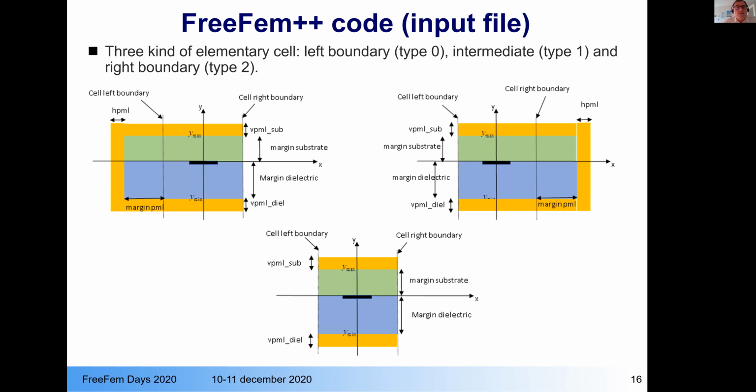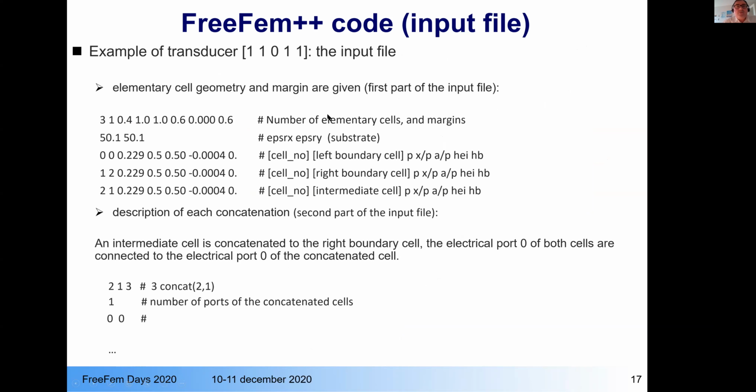Now we write all the FreeFEM++ code, and I want to focus on the input file. So we define 3 kinds of elementary cells, 2 types: the left boundary type, the right boundary type, and the intermediate cells. So we put some margin to make a distance between the PML and the domain, like this. So we have some geometrical data. And this is an example for a transducer.